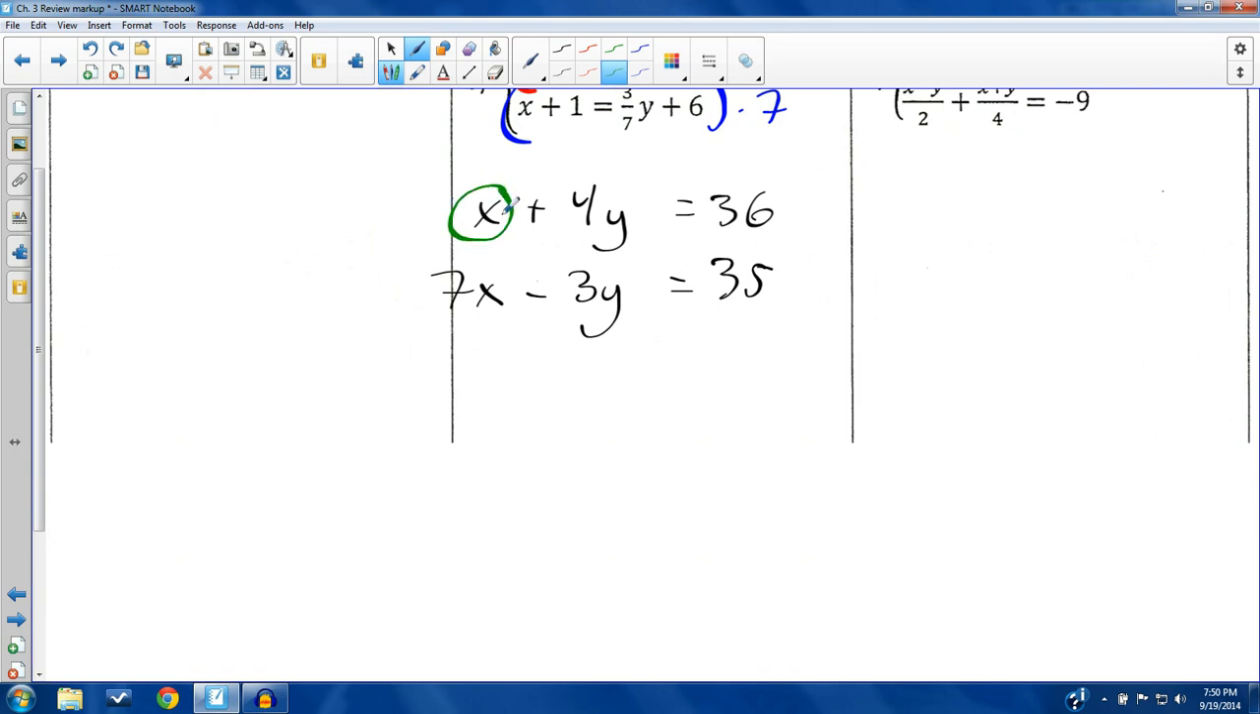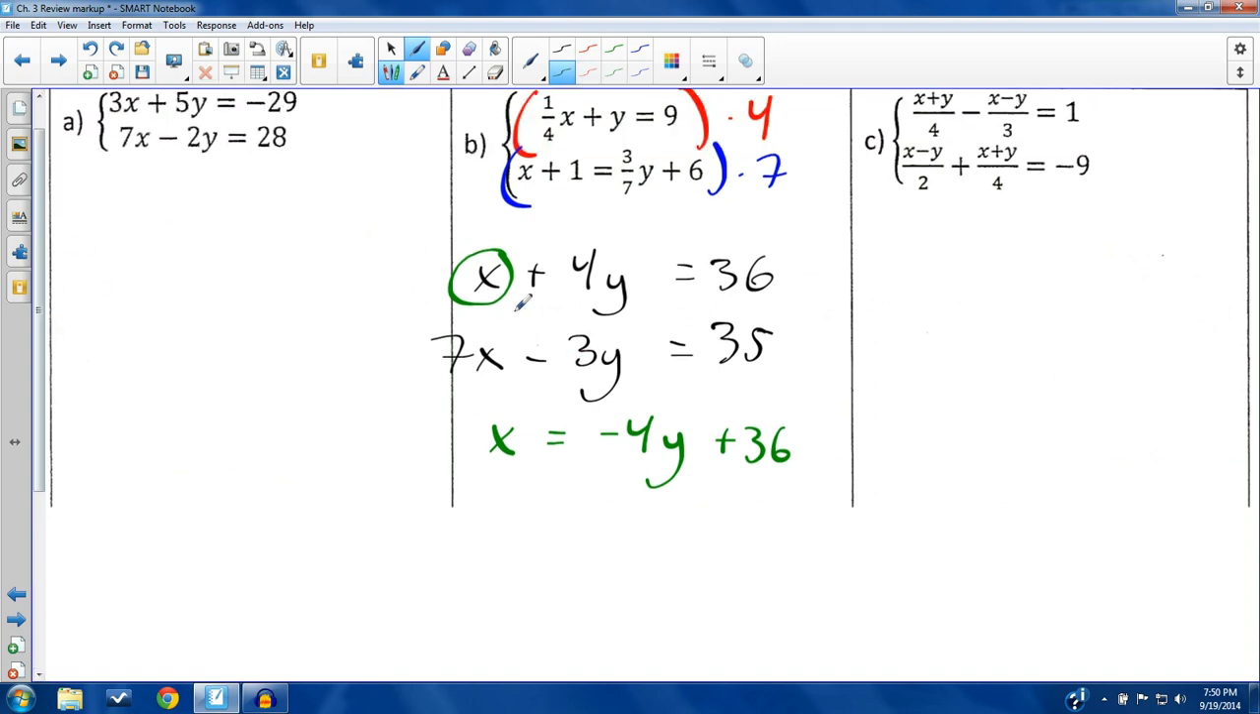I'm going to look at this x here. The reason why is because I don't have to divide by any numbers. I feel like it'll be easy to solve. All I have to do is subtract 4y. In fact, let's go ahead and do that. x equals negative 4y plus 36. And the benefit that I have of this, although I'll get big numbers, I do understand that, and I might have to go to the calculator, is I need to solve for one of my variables.